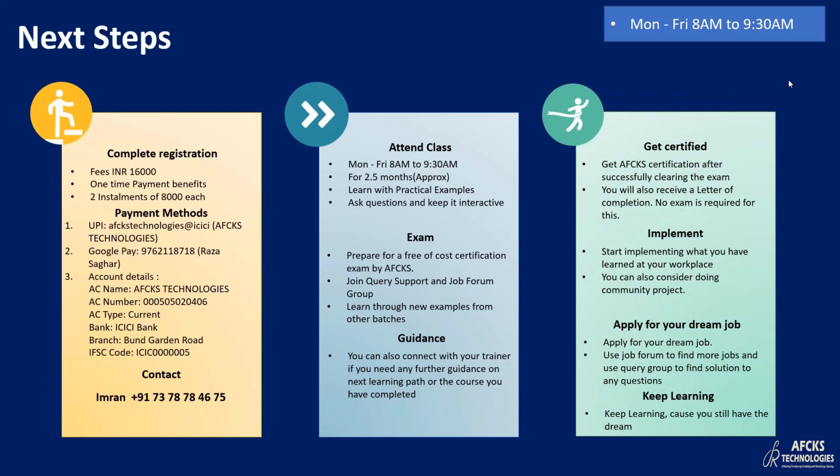Okay, so what you need to do is pay the fees and do the registration. The fees is 16,000. There is a 10% discount if you pay one time. But if you want to pay in installments, that's also possible. There will be no discount. You have a number on the screen that you need to note down, who will help and guide you with the payment. I'll share my number as well in the chat, so you can contact me if you need anything.